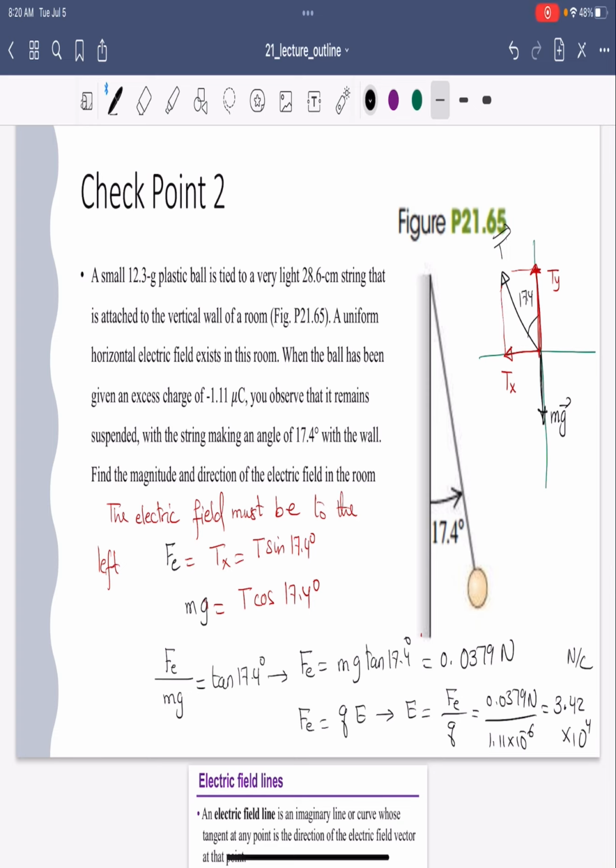Okay, this is one of the examples where I need to talk about free body diagrams, and about all the other forces acting on the object. Here, this is my X, this is my Y. I have the tension making this 17.4 degrees. I have mg, and also I have the electric force in this direction. It is a negative charge.